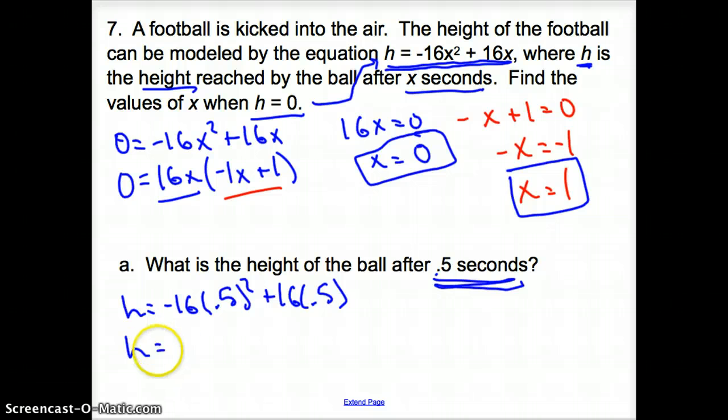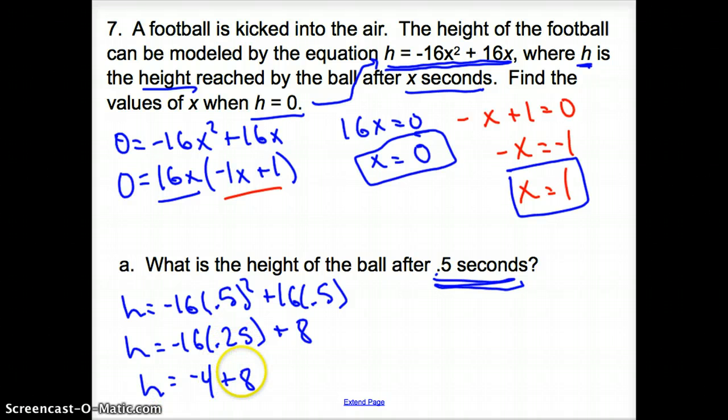Keep going with this. I have h equals a negative 16 times 0.25 after you square it plus 8. Keep going. H equals a negative 4 plus 8. And so h equals a positive, and it's not going to be 8, it's going to be 4. H equals a positive 4 what? 4 feet. And so the height after the ball is kicked after 0.5 seconds is 4 feet. So it's not a very high kick, but it must be quick.